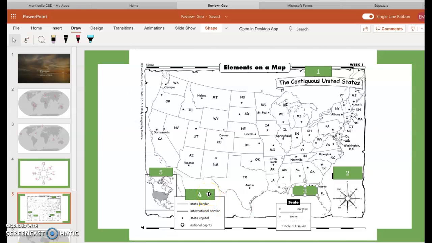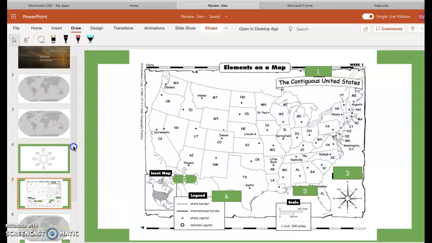Number 4, we looked at this when we had to create our own map and different symbols on our map. So if we look at this map and we see maybe different lines, we see different stars, and we're wondering what all of those symbols mean. Well, we have our map key, or also known as our map legend, that helps us identify what each symbol means. And number 5, this is our insert map. So it's a smaller portion of our map or a larger portion that we're just taking one section out of. So those are the different parts of a map.